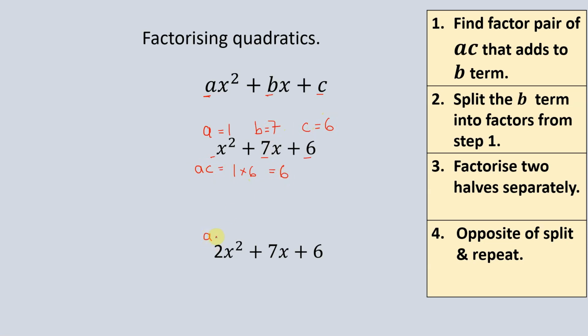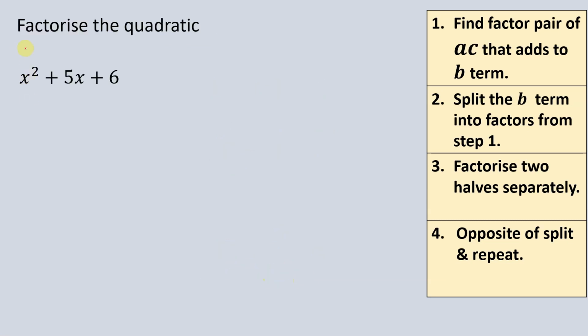And on this quadratic here, we've got A is going to be 2, B is going to be 7, and C is going to be 6. Again, we need to find AC, which is going to be 2 times 6, to give us AC equals 12. Okay, so let's factorize the first quadratic.